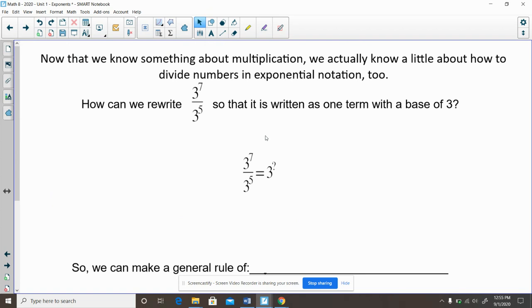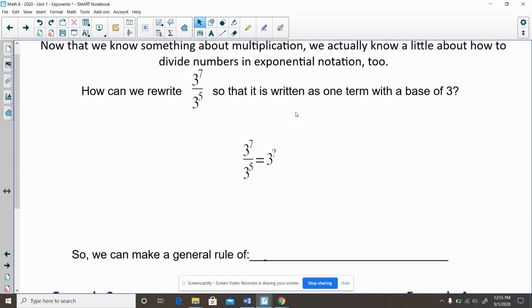Please, again, make sure you're following along. Now that we know something about multiplication, we actually know a little bit about how to divide numbers in exponential notation too. How can we rewrite 3 to the 7th over 3 to the 5th so that it is written as one term with a base of 3? Okay, so similar to last problem, only now we're dividing.